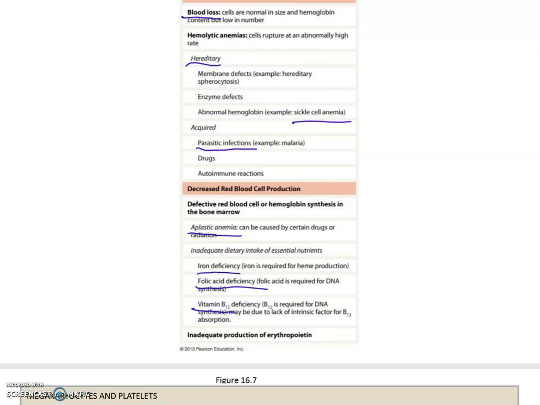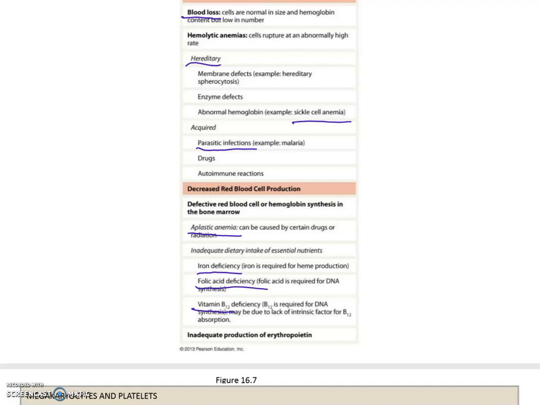Most common here would be the iron deficiency, not enough iron in the diet. Also folic acid could be a deficiency. And then something that strict vegetarians should know is vitamin B12. You need to get that from animal sources or from a dietary supplement. But if you're a strict vegetarian, you might end up lacking vitamin B12, and you do need vitamin B12 to make red blood cells.